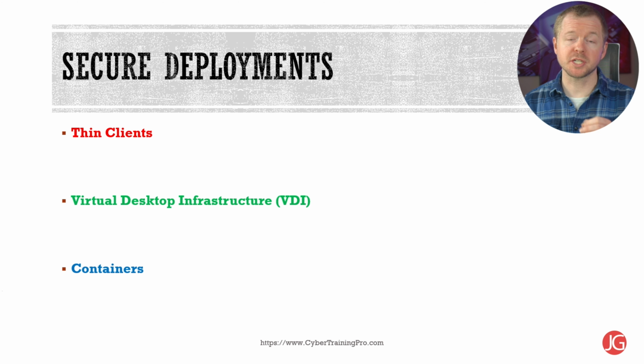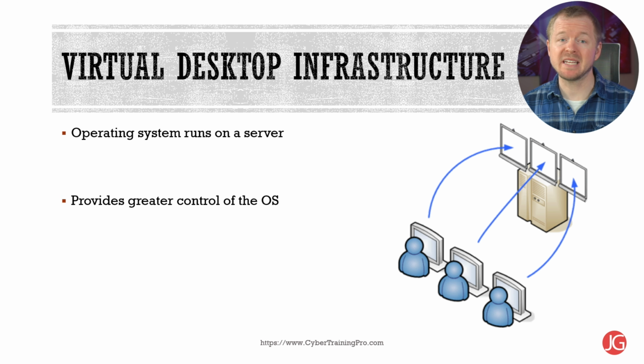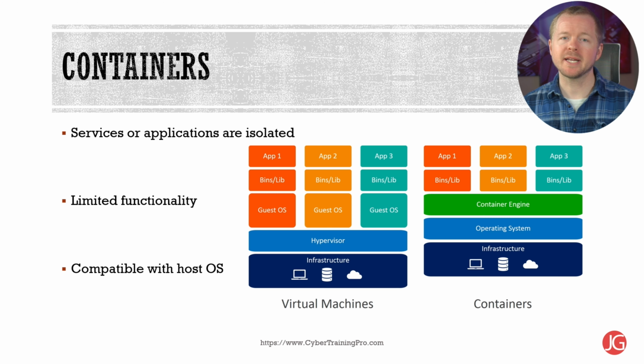What happens if you want more secure computer deployments? There's a few options to consider that I've listed on the screen here and that we're going to cover. Thin clients are computers with just enough resources to boot in order to connect to a server and run specific applications. Most commonly with these systems, they're going to need a monitor, a keyboard, a mouse, and maybe speakers or a USB port, but they aren't that special to look at. A virtual desktop infrastructure, or VDI, is where the user's desktop operating system is actually run on the server instead of that local system.